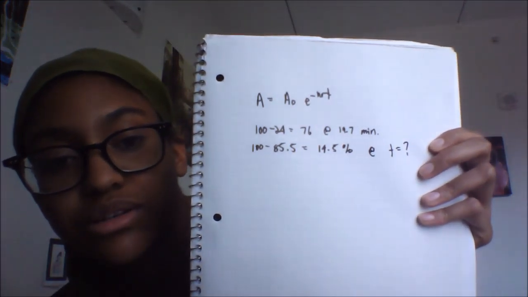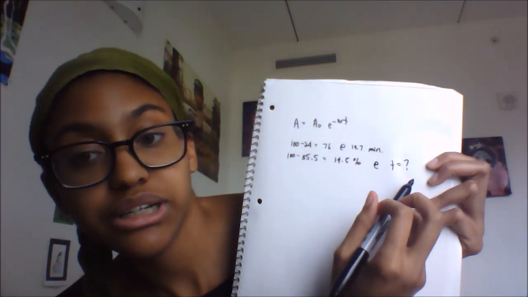Then we can do the same thing to calculate the time for the reaction that will be 85.5% complete. So we will do 100 minus 85.5, and that will equal 14.5% at t equals question mark, because that is what we're trying to find.